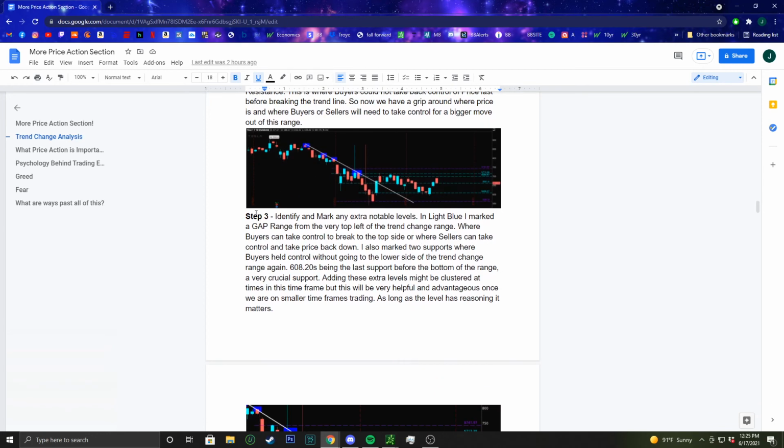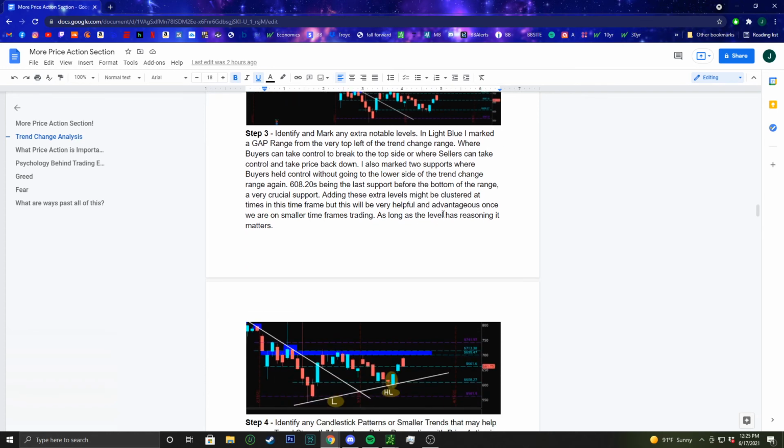So step 3, identify and mark any extra notable levels. Those are those emerging candles I was marking, all those extra levels I was marking with the technical analysis routine. So definitely learn the TA routine, definitely big. And you can see in the light blue, I ended up marking a gap range from the top left and a bunch of other really good levels where sellers can take control and take price back down. I also marked 2 supports where buyers held control without going to the lower side of the trend change range again. So as you can see, price ended up pushing down and holding a higher low. So bullish, we're looking good on that now.